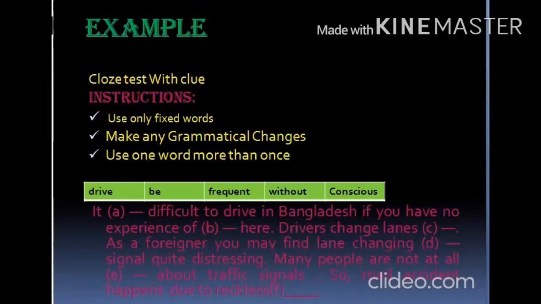The instruction is: fill in the gap with a suitable word from the box and make any grammatical changes if you need. And also there are more words than you need. So you should not cross the boundary of the box. Select your suitable word from the box. Okay. Now I will complete it.